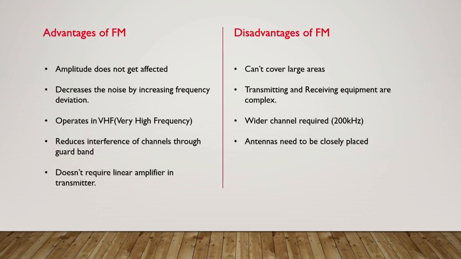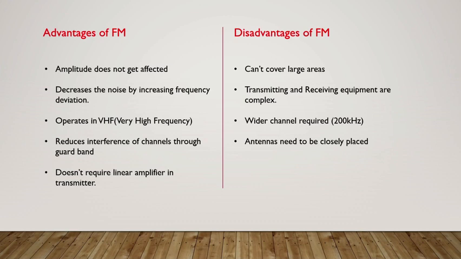Now, advantages and disadvantages of frequency modulation. The first advantage is that amplitude does not get affected in frequency modulation. Second, it decreases noise by increasing the frequency deviation, which is one of the advantages over amplitude modulation. It operates in VHF, very high frequency. It reduces interference of channels through a guard band. So filtering is easy and noise is less. And it does not require a linear amplifier in the transmitter.